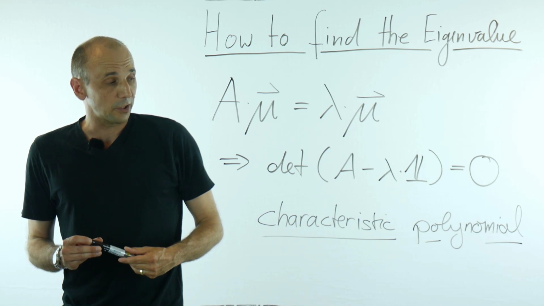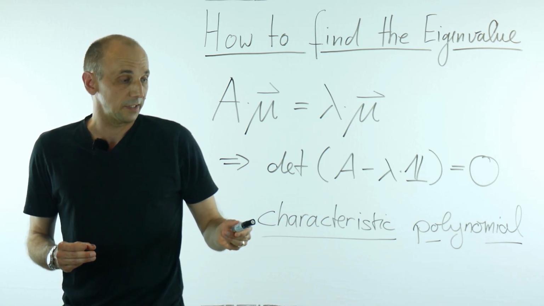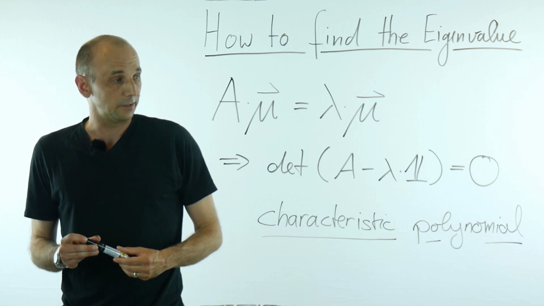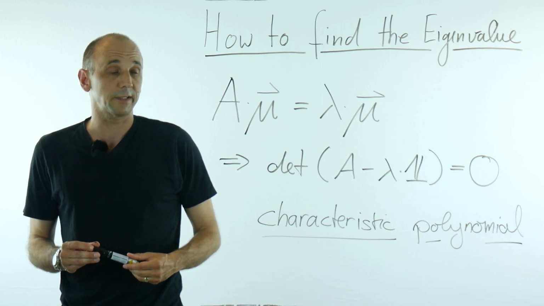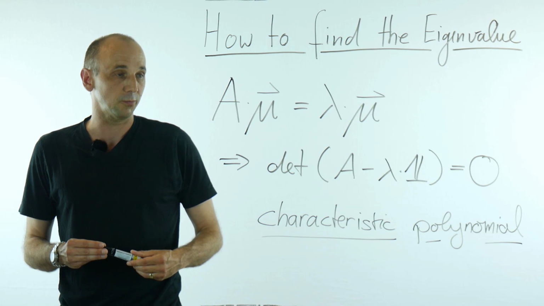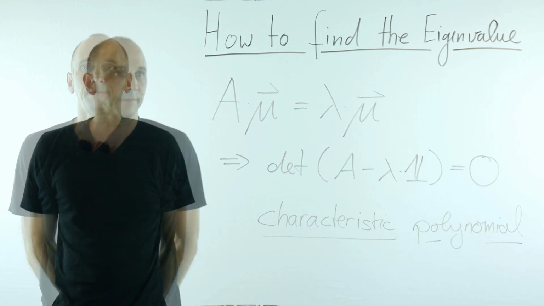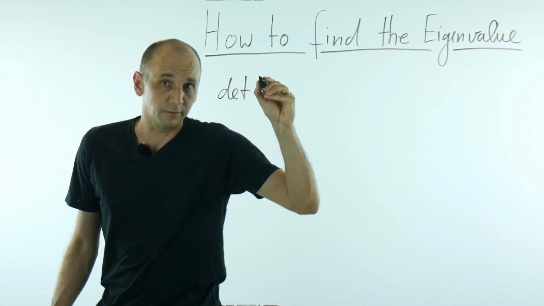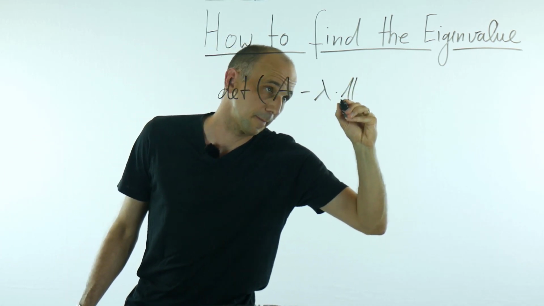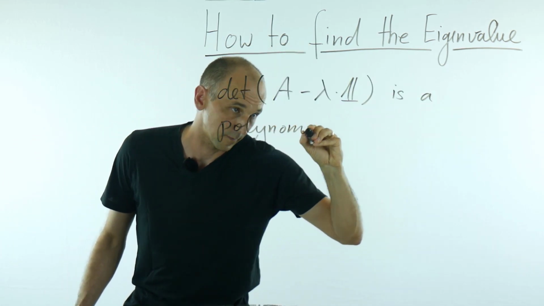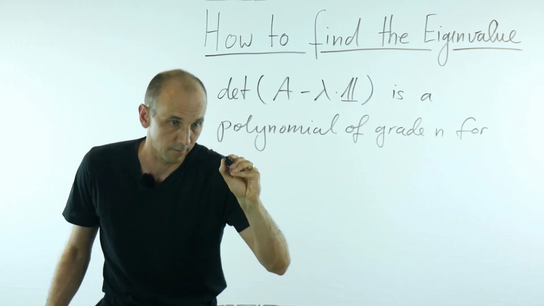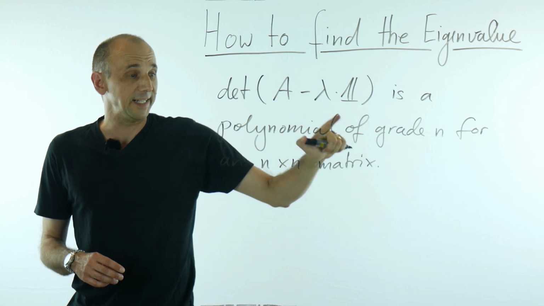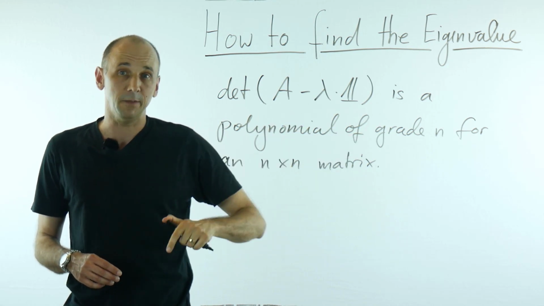You might remember this term from the solving of linear differential equations of second and higher order. That's not a coincidence, but this is exactly the thing that you need to solve these linear differential equations, and we will come to that not today but later as well. So the determinant, the characteristic polynomial, is a polynomial of grade n for an n times n matrix A.